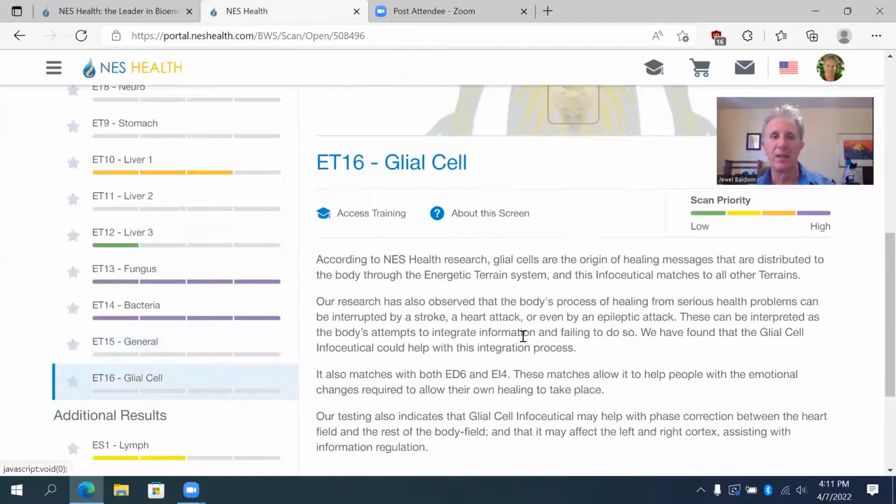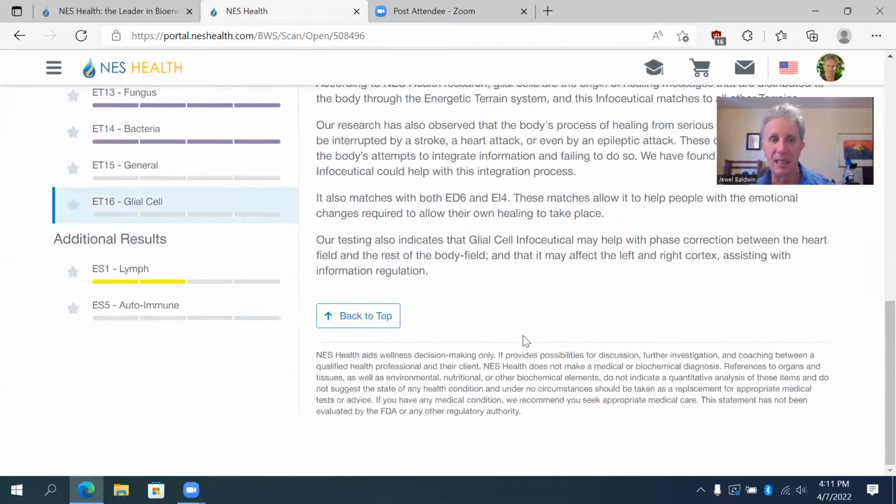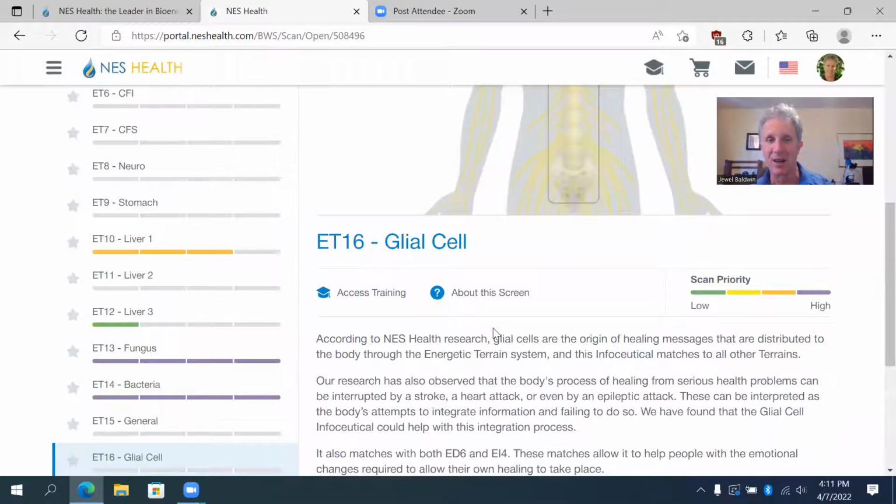ET16 is really fascinating. ET16 is glial cells. Glial cells are helper cells to your brain neurons. They're very important. They actually are the origin of healing messages. So these cells are critical to healing in the body. The theory behind the NES theory is that the glial cells are the cells sending the healing messages. So if those cells themselves are not working properly, they won't send the healing messages.